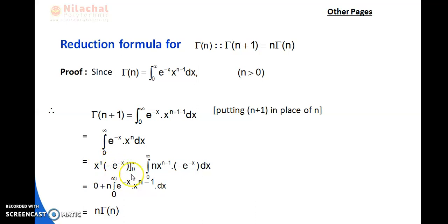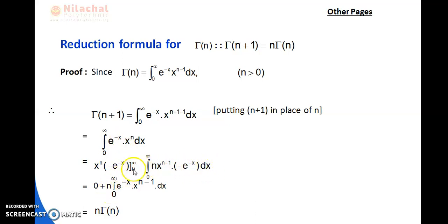Directly I am writing from 0 to infinity. Then, by the formula, minus the whole integration from 0 to infinity, inside the bracket the derivative of u, where u is x to the power n, so the derivative is n times x to the power n minus 1, into the integration of v, meaning e to the power minus x, whose integration is again minus e to the power minus x, whole dx. Clear?